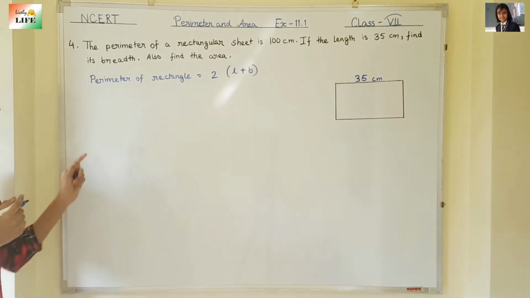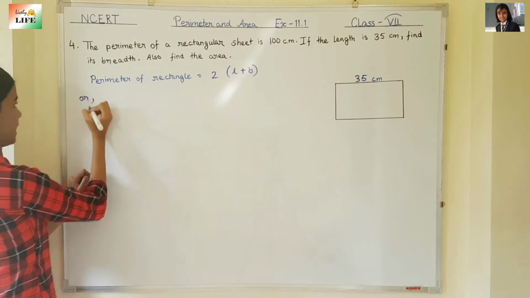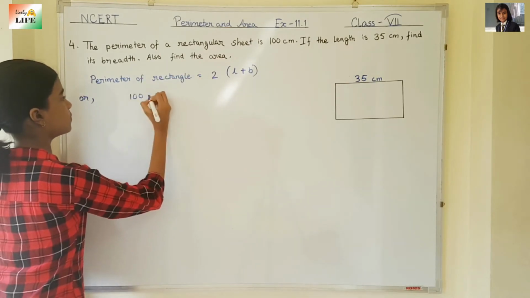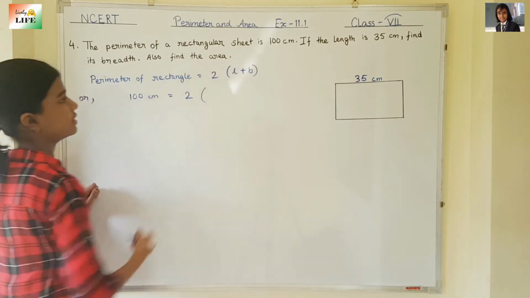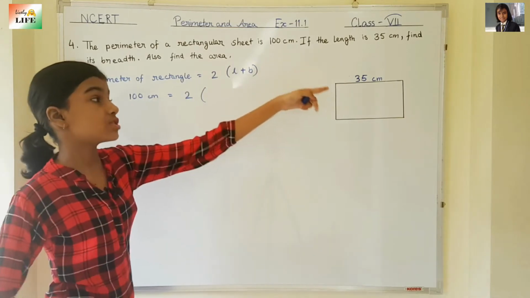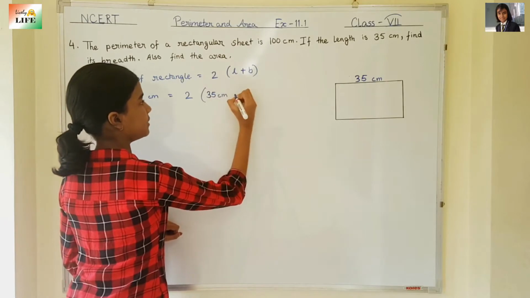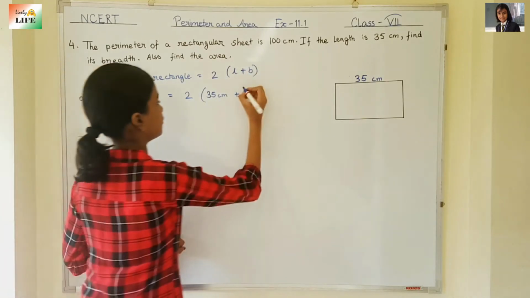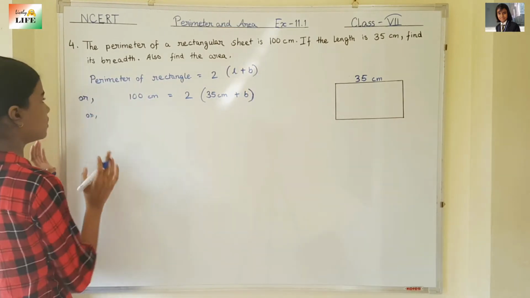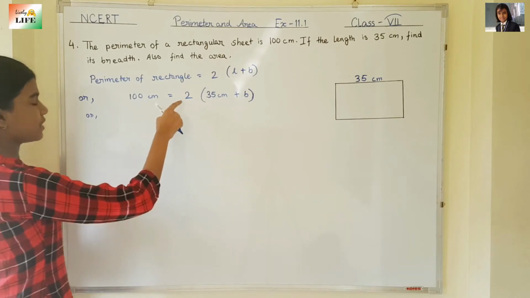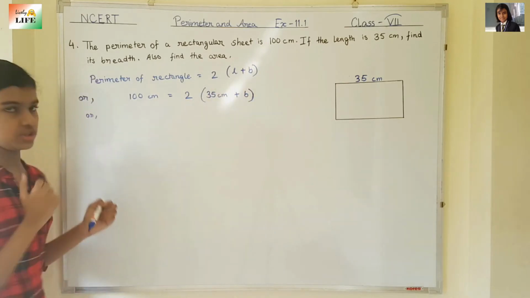Now what is given? See, the perimeter of the rectangular sheet is already given. So instead of perimeter of a rectangle, we can write 100 centimeter. 100 centimeter is equal to 2 into L. See, length is also given, 35 centimeter, plus B. We don't know B, breadth, we need to find out the breadth, right? So over here we can write 100 centimeter equal to 2 into 35 centimeter plus b.